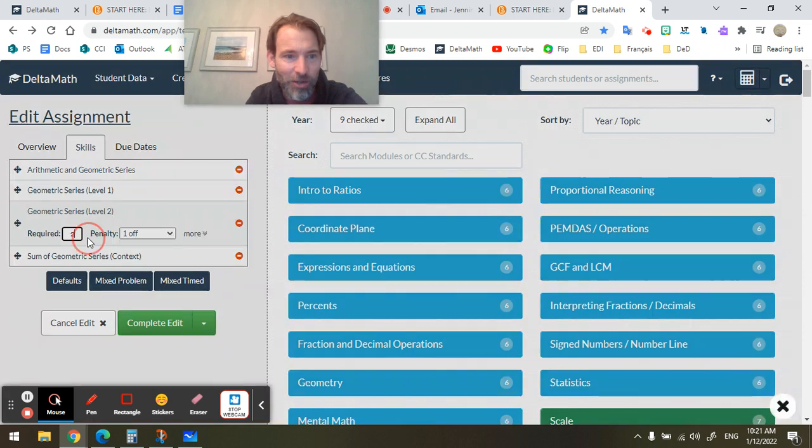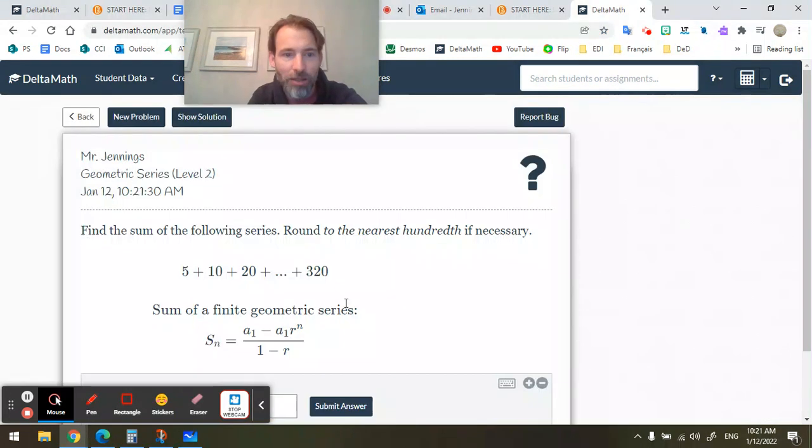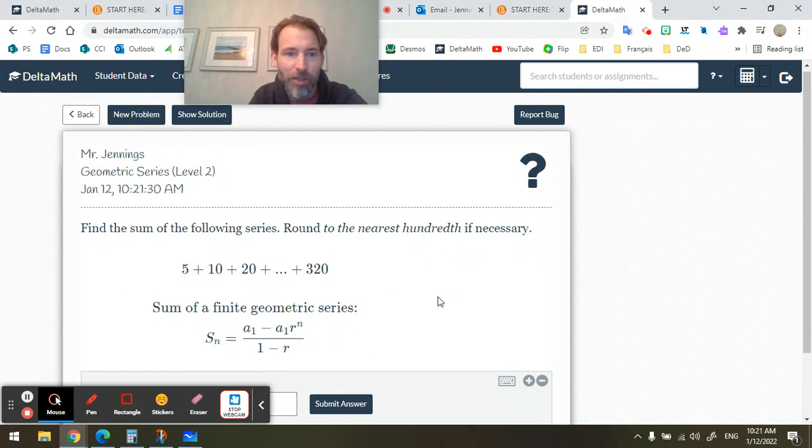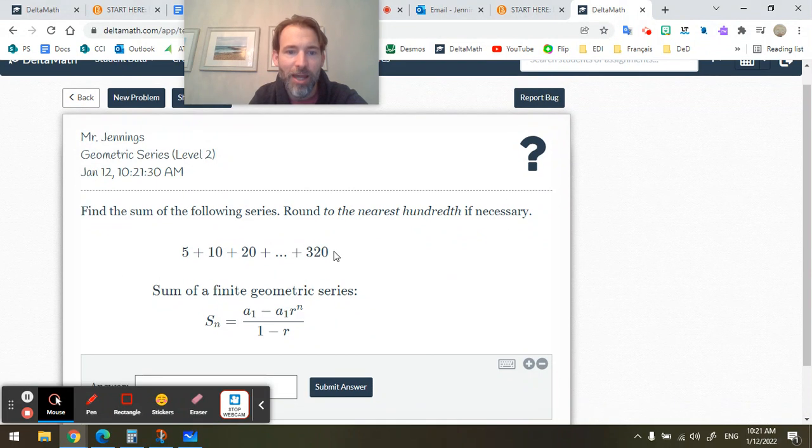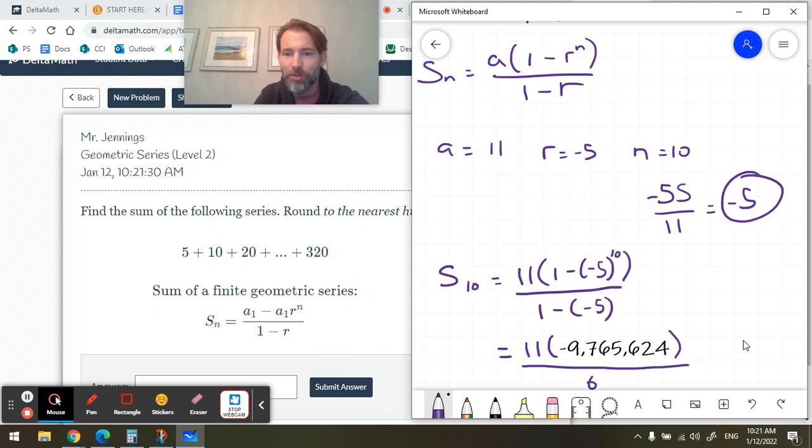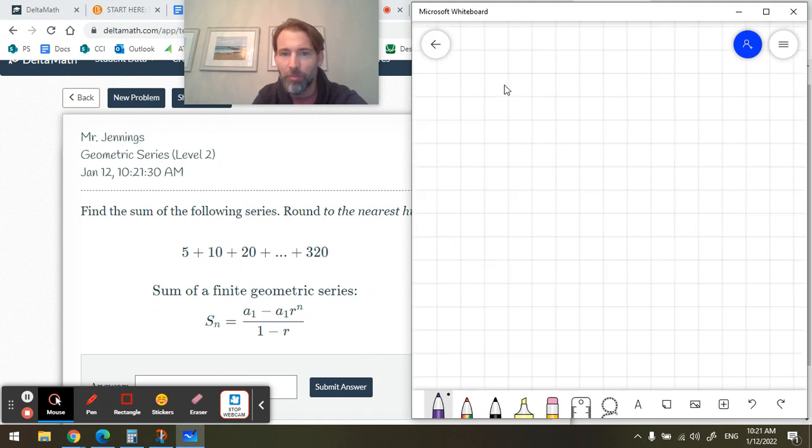All right, a geometric series level 2. What's harder about this? Find the sum of the following series, round to the nearest hundredth if necessary. The trick here is I'm not given n. I have to find n. So let's do it. Okay, so here's how you would approach this type of problem.